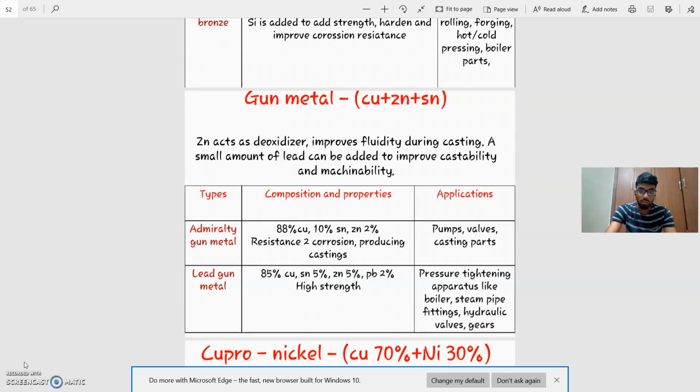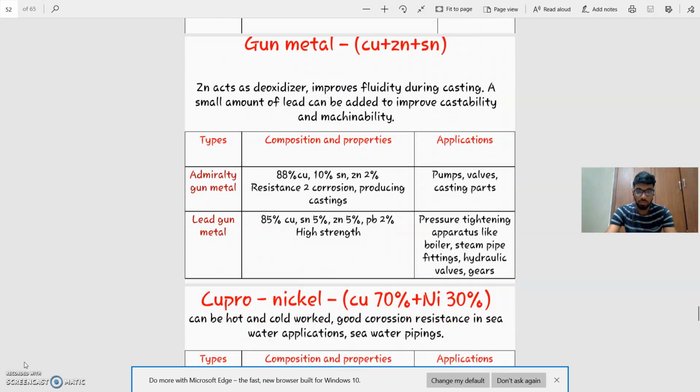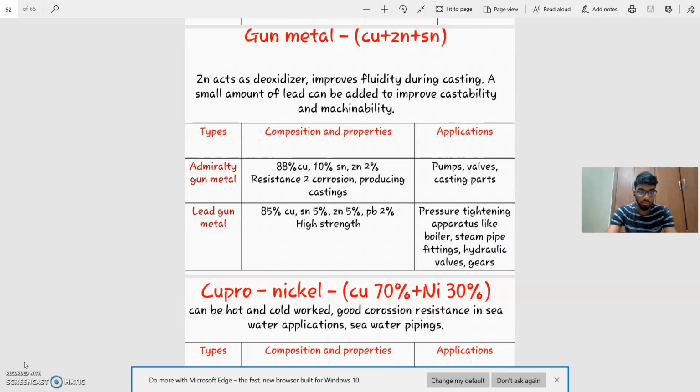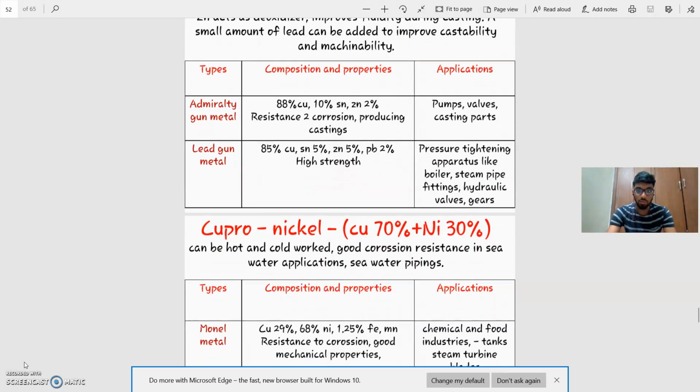Gunmetal. It consists of copper, tin, Zn. Zn acts as a deoxidizer and improves fluidity during casting. A small amount of lead can be added to improve castability and machinability. Admiralty gunmetal. It consists of 88% copper, 10% tin, 2% Zn. Resistance to corrosion, producing castings.